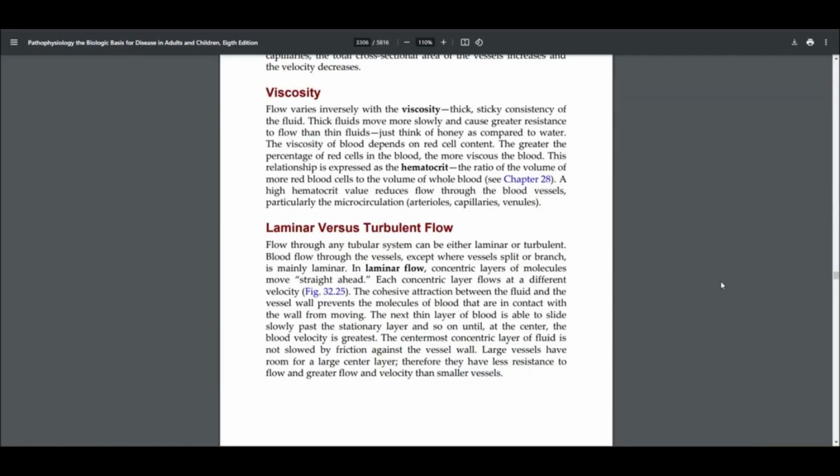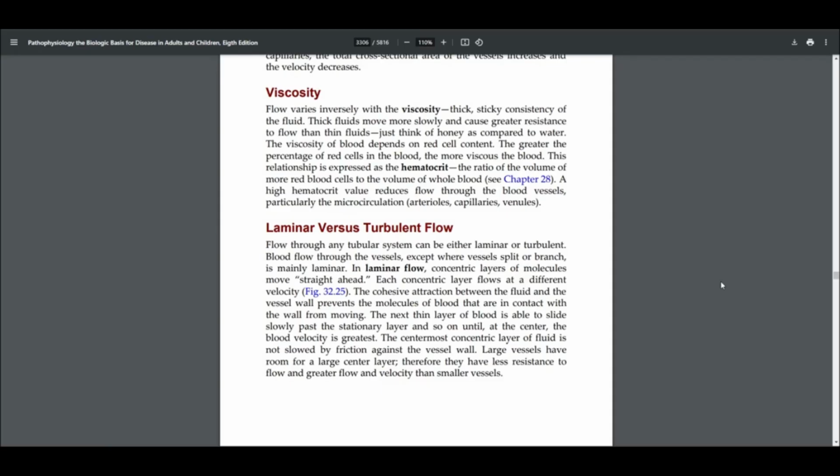Viscosity. Flow varies inversely with the viscosity, the thick, sticky consistency of the fluid. Thick fluids move more slowly and cause greater resistance to the flow than thin fluids. Just think of honey as compared to water.